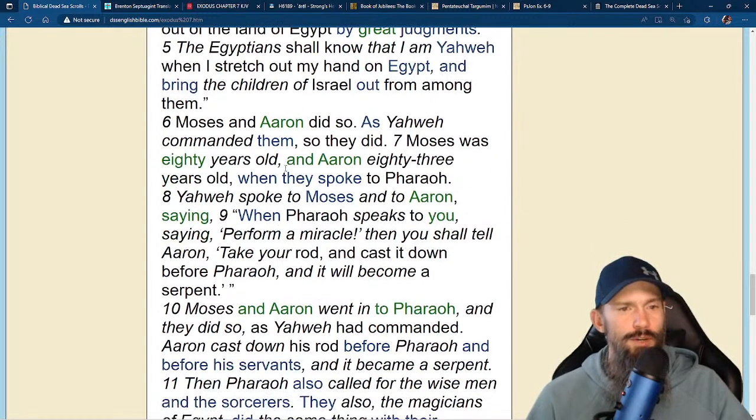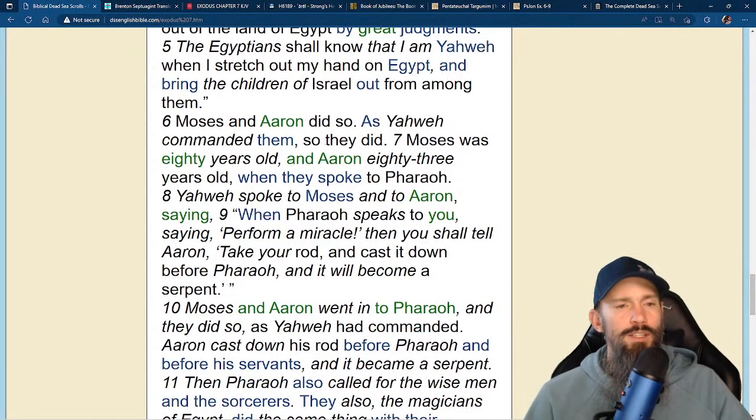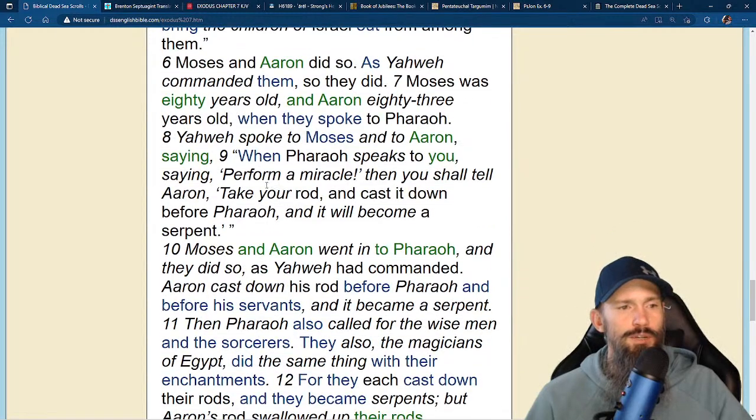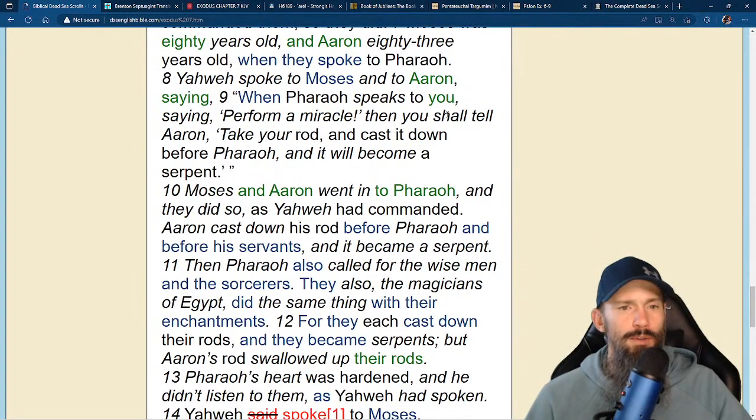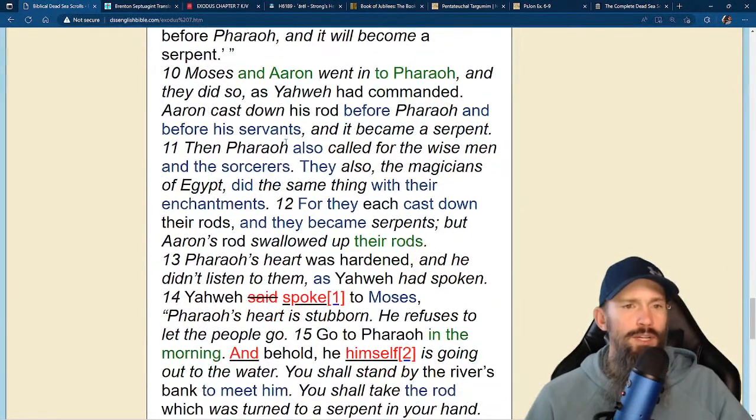Moses and Aaron did so as Yahuwah commanded them. So they did. Moses was 80 years old and Aaron was 83 years old when they spoke to Pharaoh. Yahuwah spoke to Moses and to Aaron, saying, when Pharaoh speaks to you, saying, perform a miracle, then you shall tell Aaron, take your rod and cast it down before Pharaoh, and it will become a serpent. Moses and Aaron went into Pharaoh, and they did so as Yahuwah had commanded. Aaron cast down his rod before Pharaoh and before his servants, and it became a serpent.